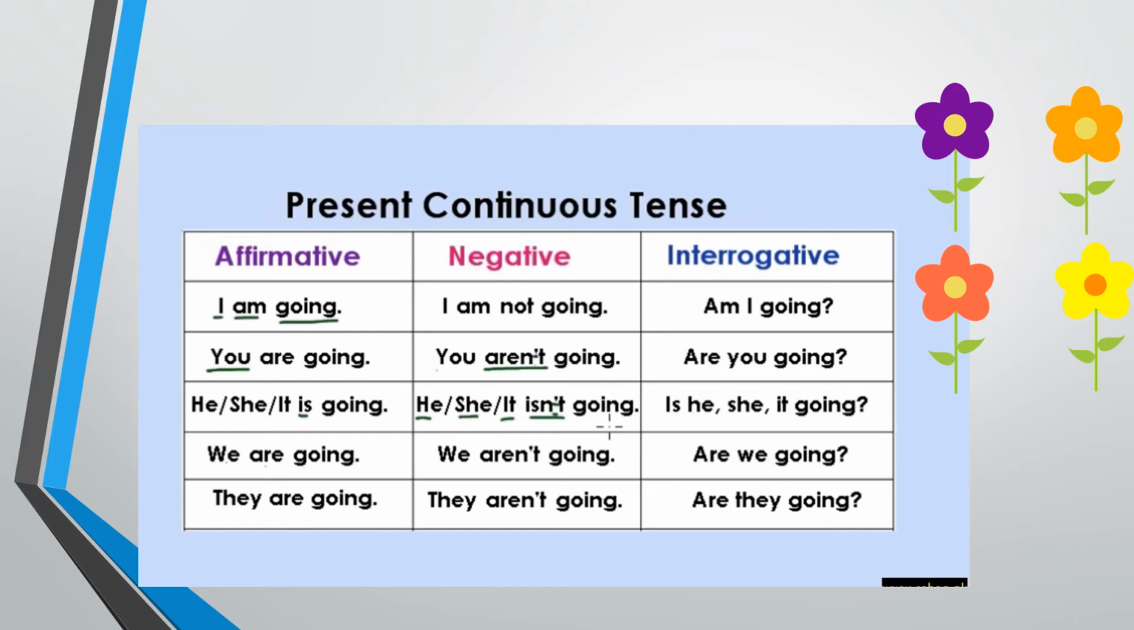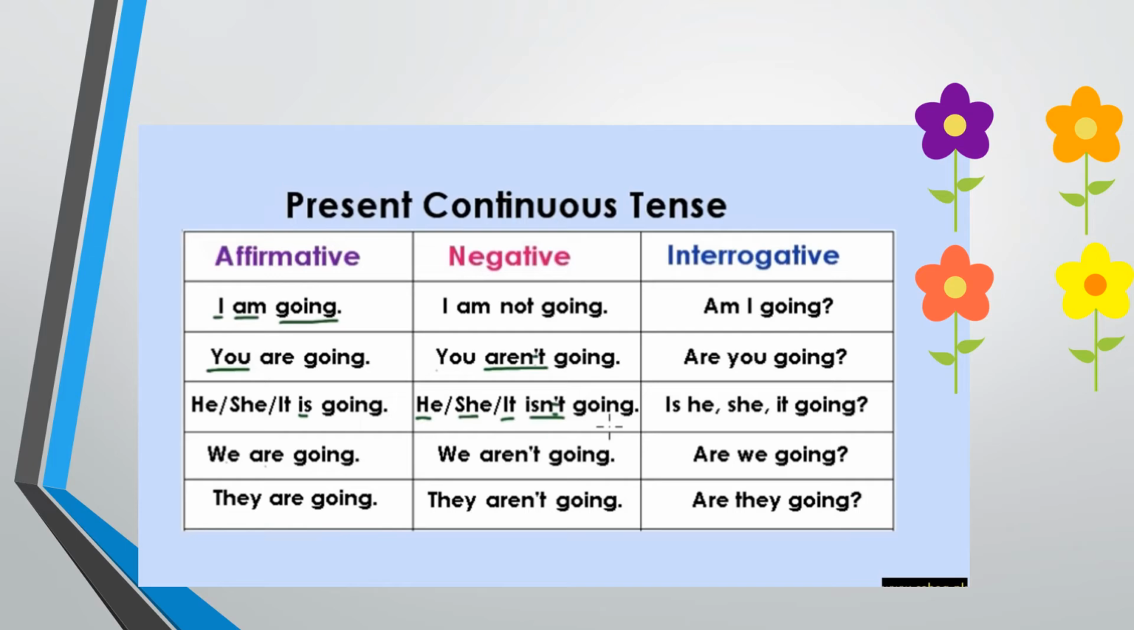Now we will understand this concept with the help of the following examples. The sentences are given in affirmative, negative and interrogative. I am going, I am not going, am I going? I am going is an affirmative sentence. With I, keep one thing in your mind, you will use am with I only, not any other pronoun or noun.